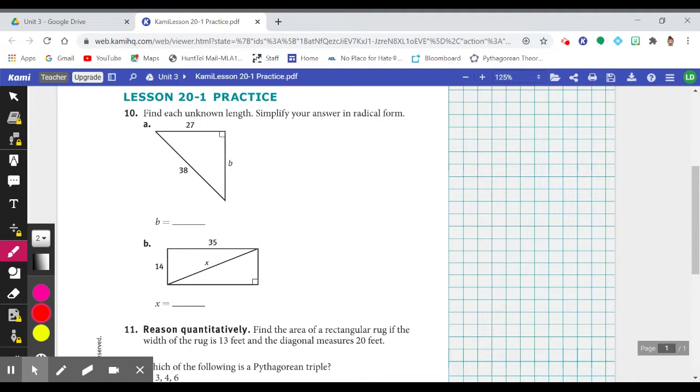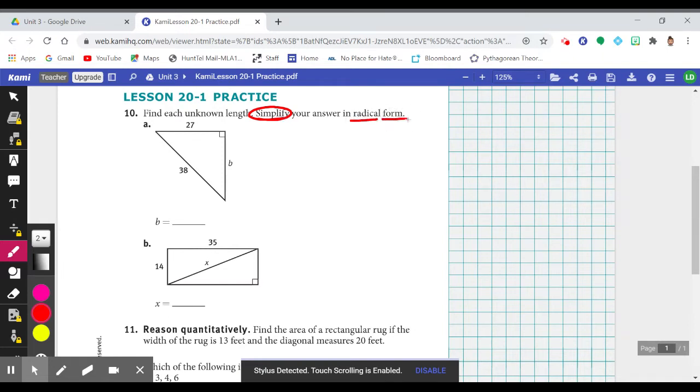We're on page 285. I thought I'd take a moment and help guide some of those that are still struggling through lesson 21, and provide some assistance on the practice. So let's get started. Item 10 says find each unknown length and simplify your answer in radical form. So we're not giving decimals here. We're learning, hopefully, how to simplify these radicals.